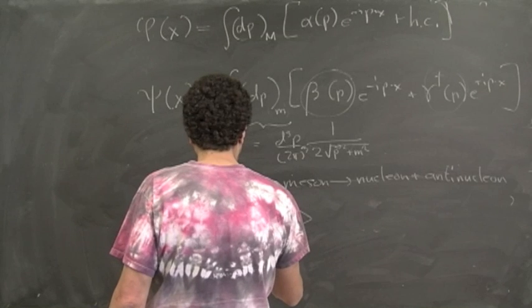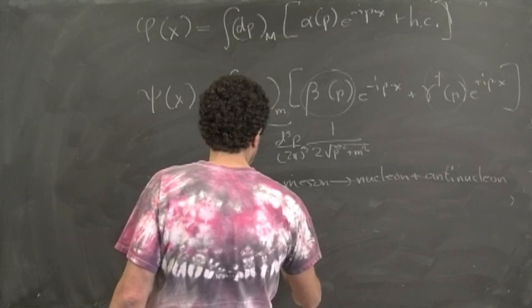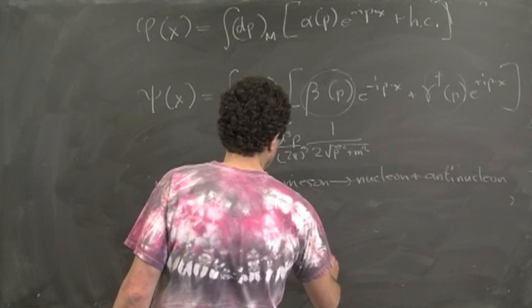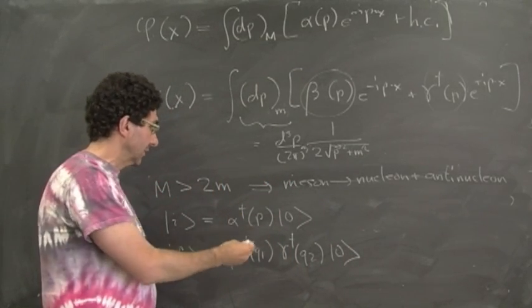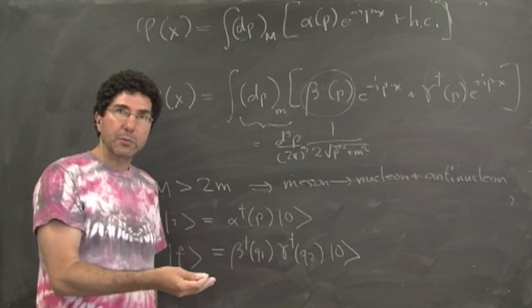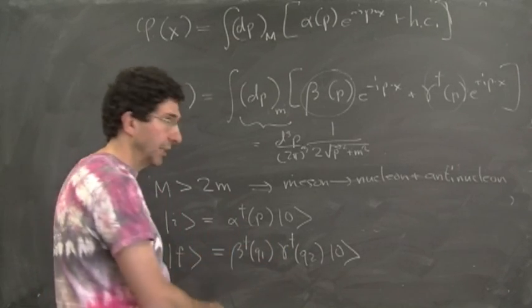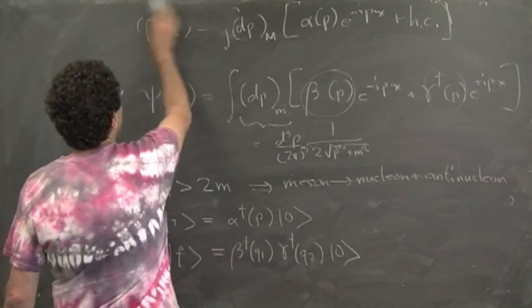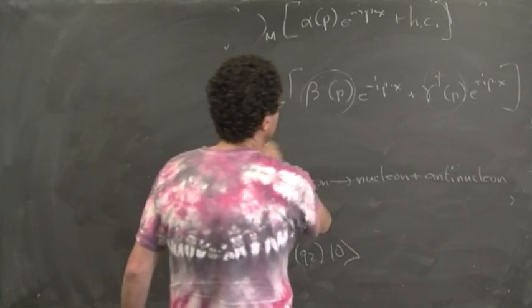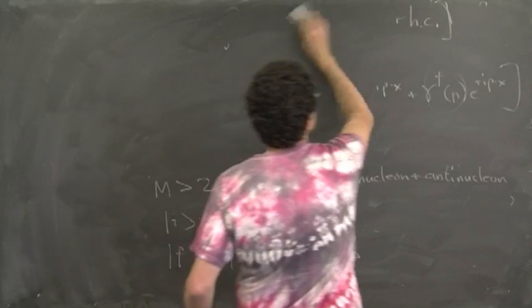That will be B dagger of Q1, gamma dagger of Q2, acting on the vacuum, right? So beta and gamma daggers, respectively, create nucleons and antinucleons. So there's our initial state, there's our final state. And what are we supposed to compute?